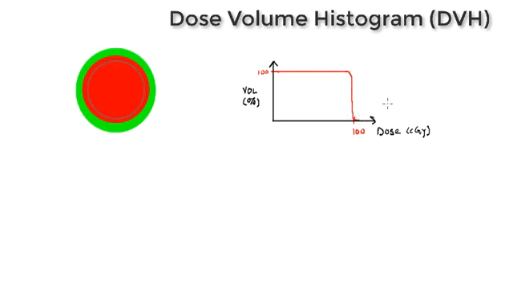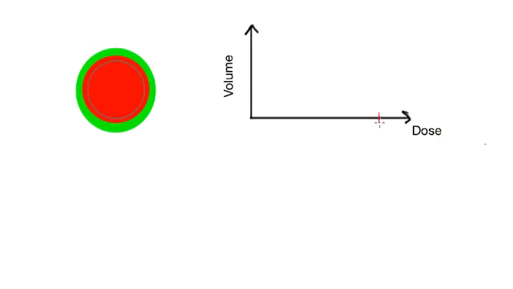I don't have any kind of hot spots here. So this is a uniform coverage of the tumor. So uniform DVH is just kind of like a step function straight down. That's an ideal uniform distribution.